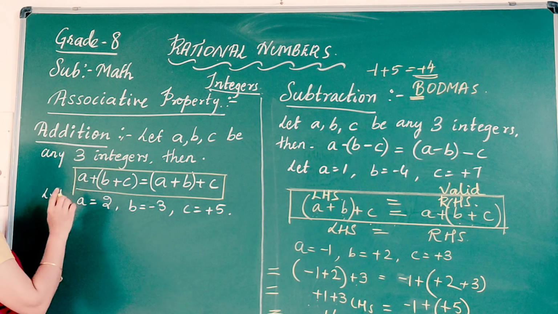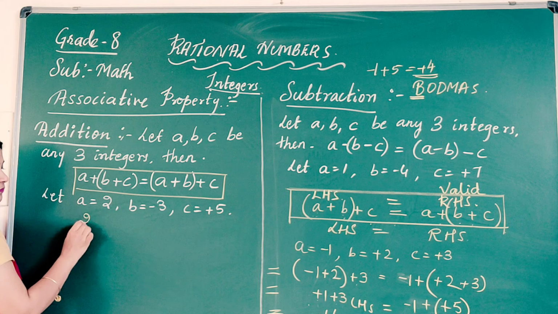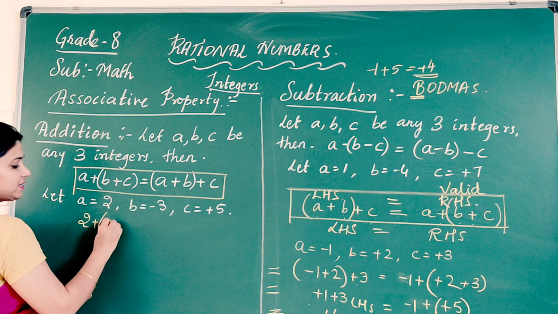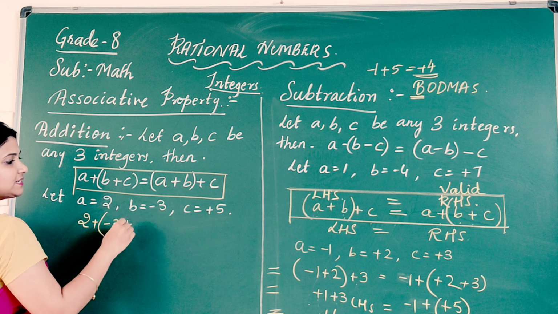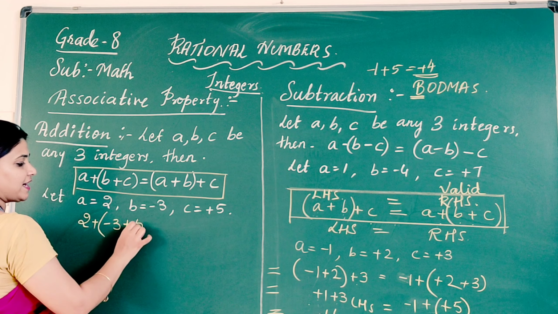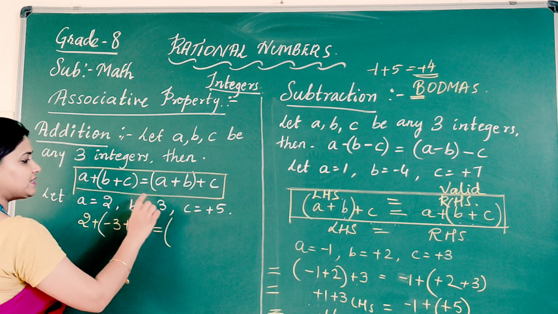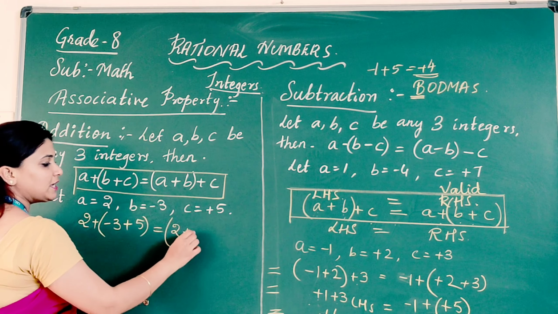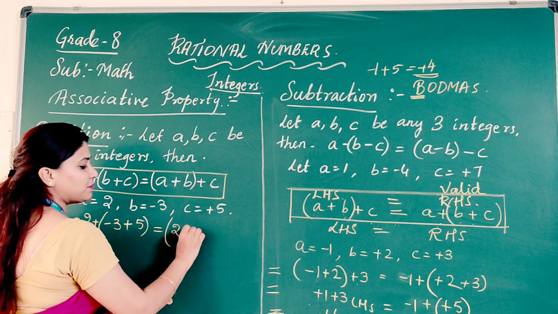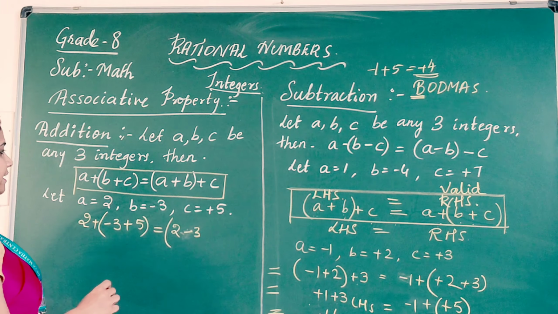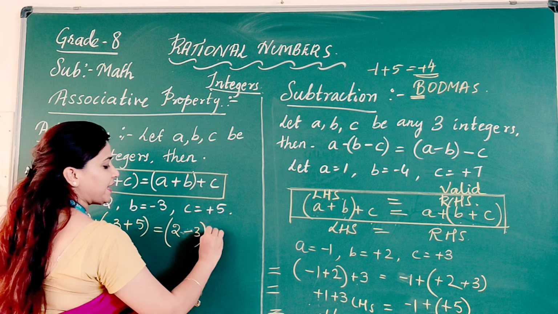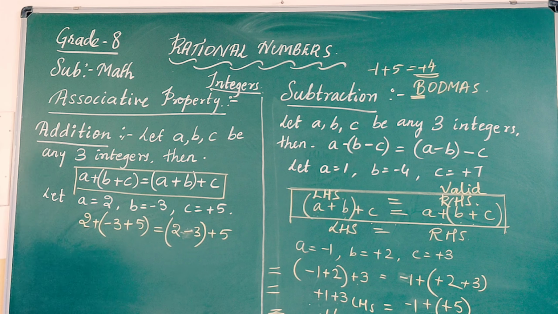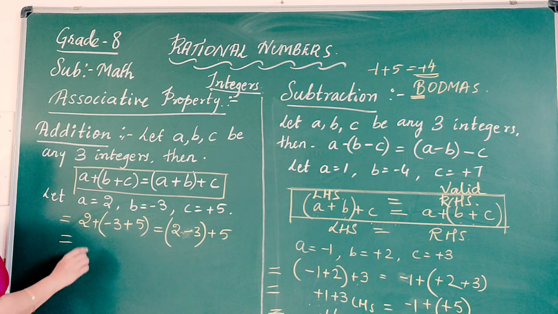So, according to this, what is A? 2 plus, open the bracket, B is what? Minus 3 plus as it is, C is what? Plus 5 is equal to, what is A? A is 2 plus as it is, what is B? B is minus 3, plus into minus is minus 3, correct? Now, close the bracket plus, what is C? C is 5 plus 5, okay? So, 2 as it is.